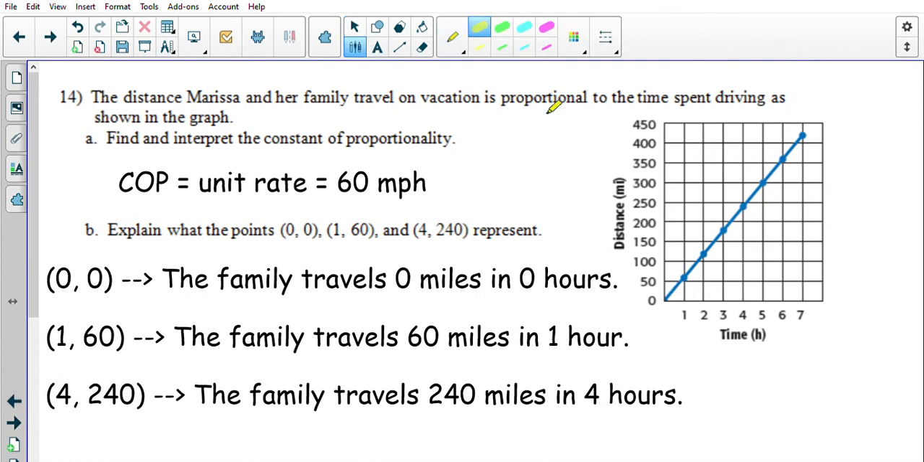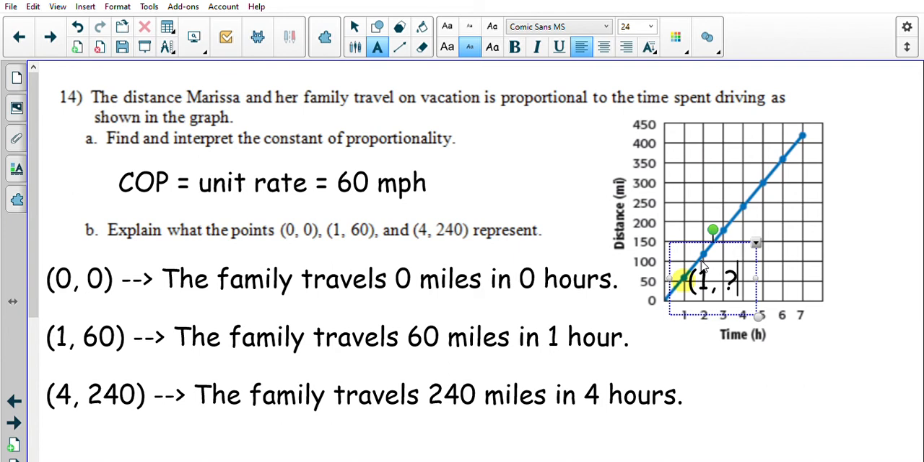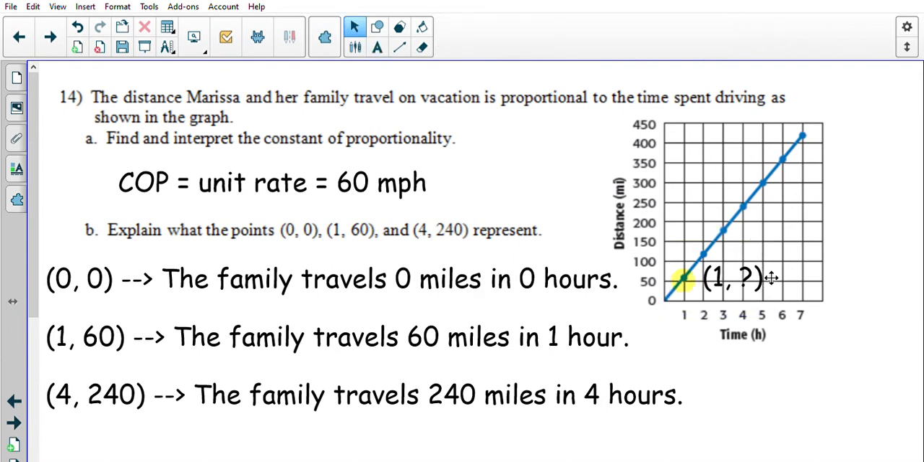So I'll highlight this in yellow. That's going to be this point here, 1 comma some number. Now, I don't know what that number is just by looking at it. I can see that it's above 50, but the good news is if I go down here to part B, it says to explain what the 0, 0, 1, 60 and 4, 240 represent. So I actually know this is going to be the value 60. How else could we figure this out?